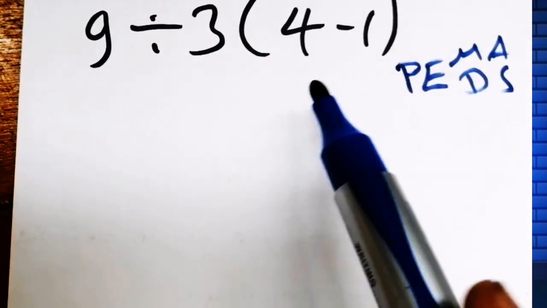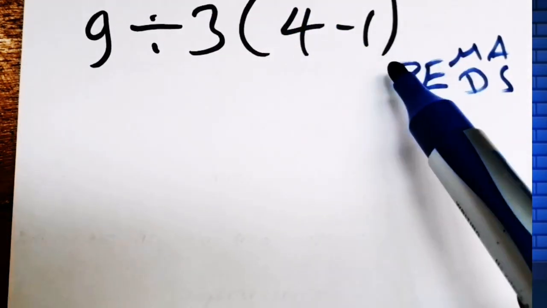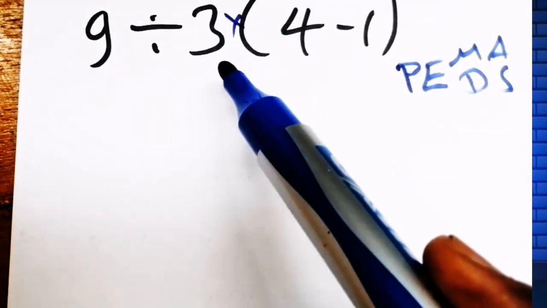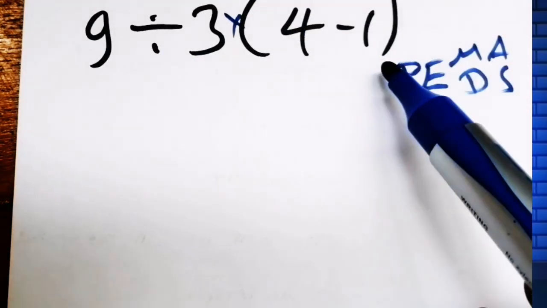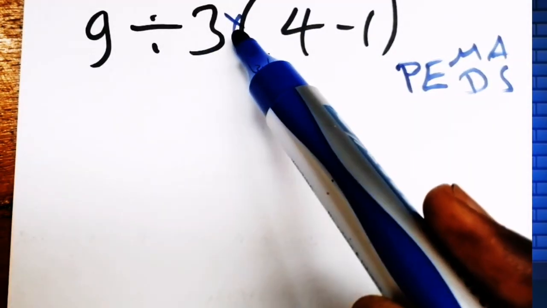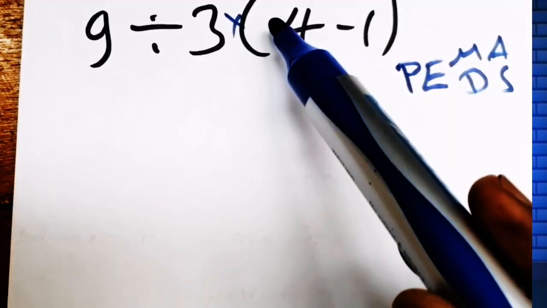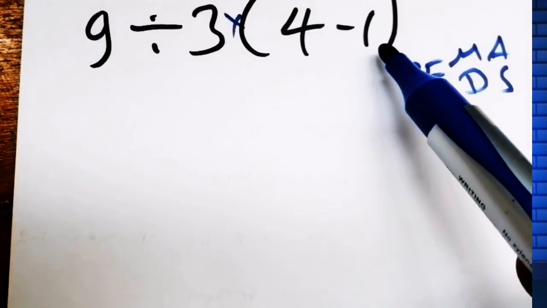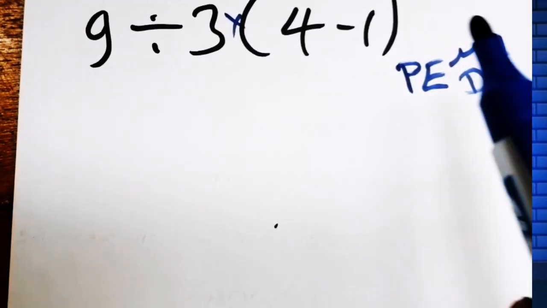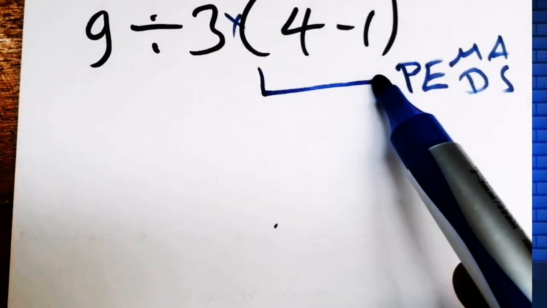So in this expression there is one parenthesis, one multiplication, and one division. Okay, so according to PEMDAS, first we have to do this parenthesis, next this division, and finally this multiplication. If we do this multiplication before this division or this parenthesis, it is wrong. Okay, therefore according to PEMDAS, first we have to do this parenthesis.